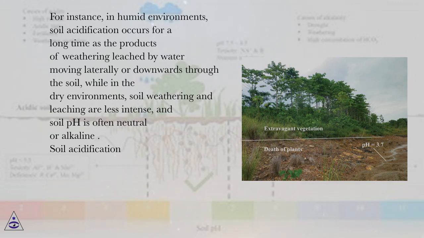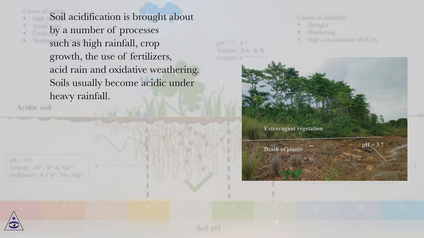Soil acidification. Soil acidification is brought about by a number of processes such as high rainfall, crop growth, the use of fertilizers, acid rain and oxidative weathering. Soils usually become acidic under heavy rainfall.